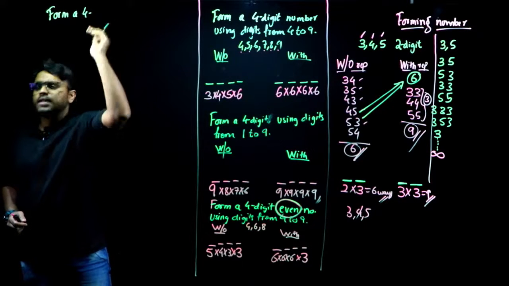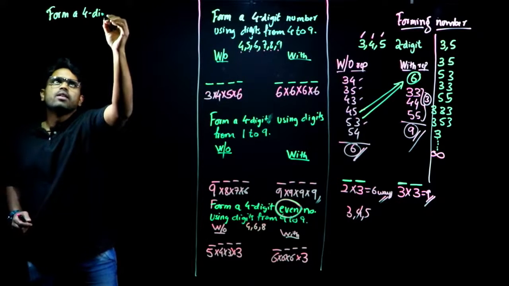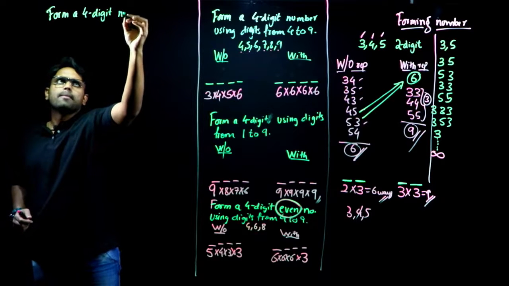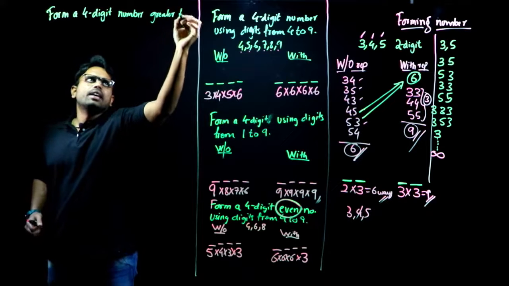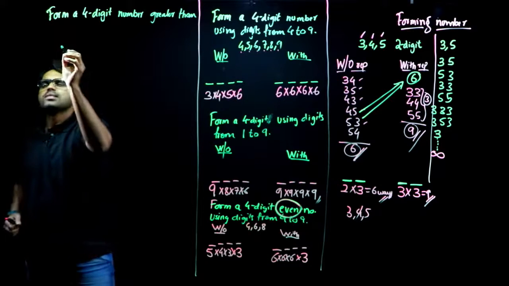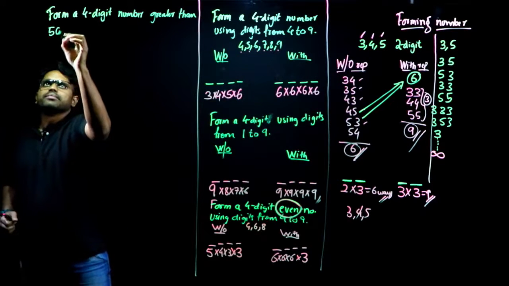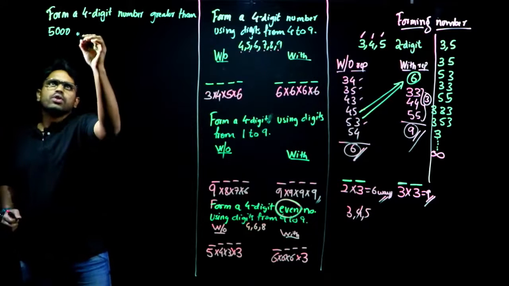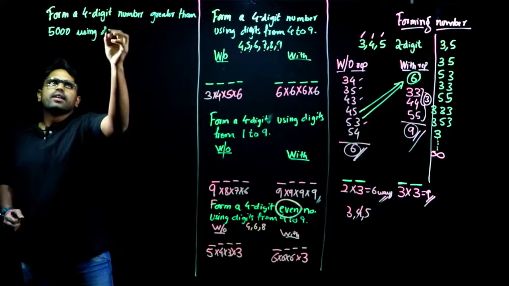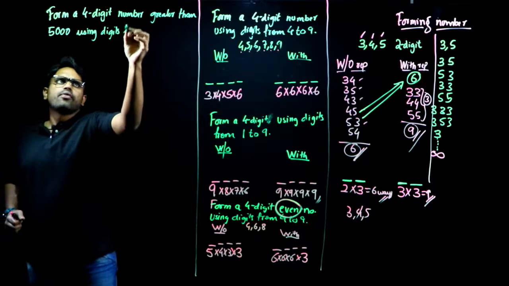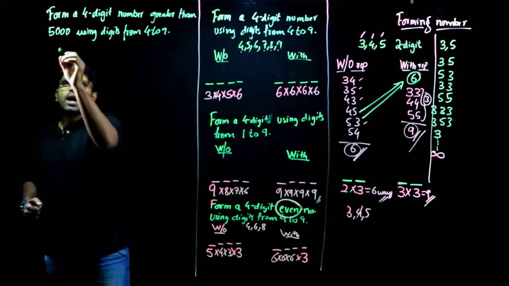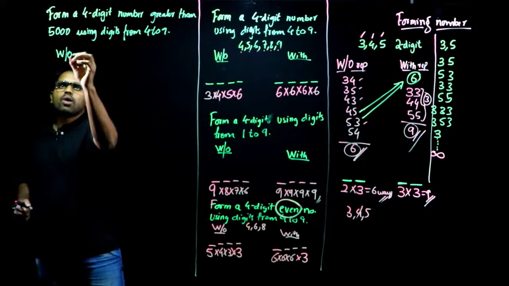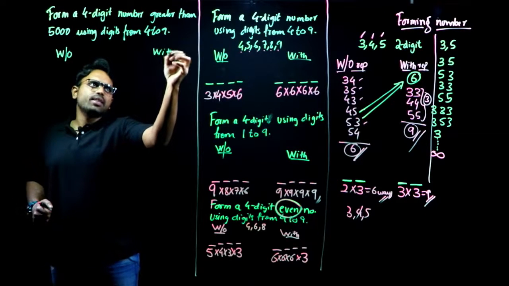Form a 4-digit number greater than 5,000 using digits from 4 to 9. Again, 2 cases we will solve always, without and with.